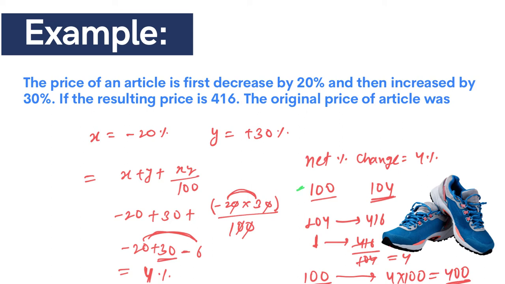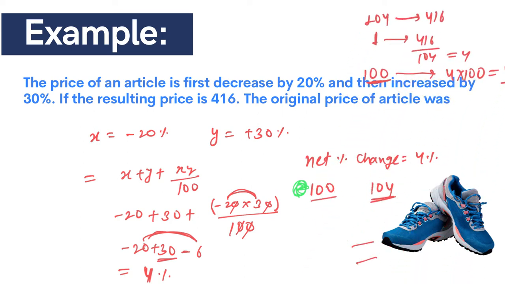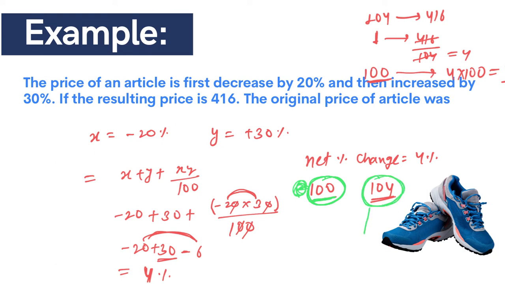From here, I can use another method also. How? Let's see. Say this is my earlier price, then after it my price is 104. So 104 is equal to 416 according to the question. If I multiply this 104 by 4, I will get 416. So I need to multiply here also by 4, and I will get 400. So my price is 400.